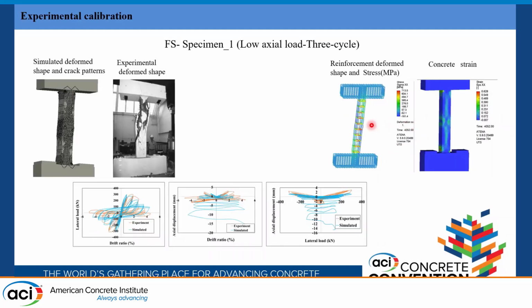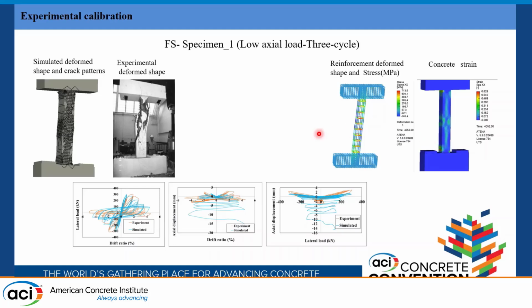The other column is tested under 3-cycle low axial load and 3-cycle lateral load. We can see the experimental failure and our model showing the cracks as well. The plot again, the orange with the blue one, shows the force deformation and the axial displacement. Again, we can see that the transverse reinforcement is red, showing that it is yielding, and the concrete shows that the hinge region has failure as well; crushing is happening.